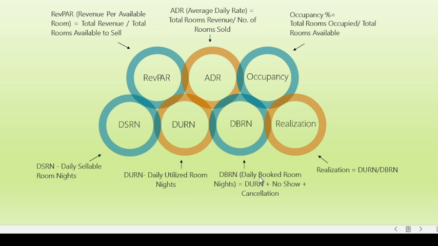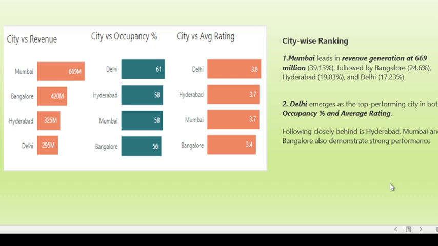Then DBRN is daily booked room nights, slightly different from DURN because in DBRN we include the no-shows and the cancellations. For some reasons customers cancel, and sometimes they book the room but are not available at the destination. That is the condition for the no-show. Then there is realization, which is the ratio of DURN to DBRN. Based on this, we have drawn the following insights, which I will show you in the Power BI dashboard also.